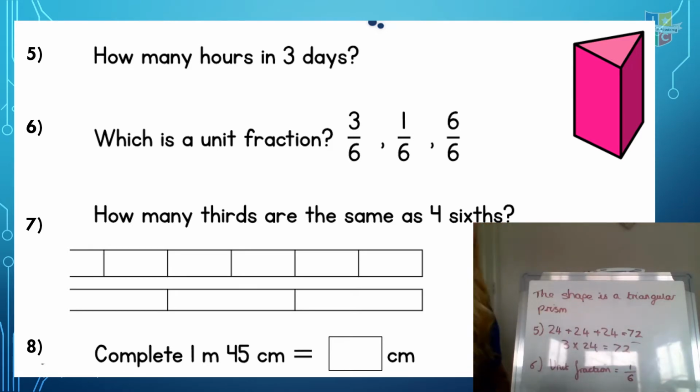Now the reason why this is a unit fraction is because it has the number 1 as the numerator. The others are non-unit fractions because they don't have 1 as their numerator.